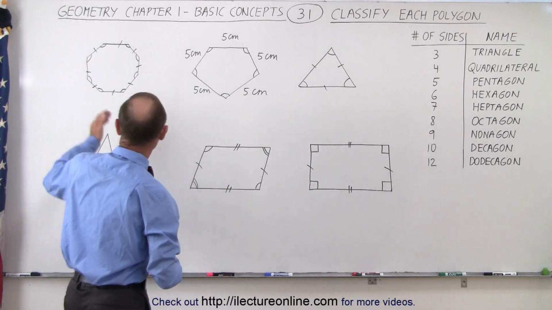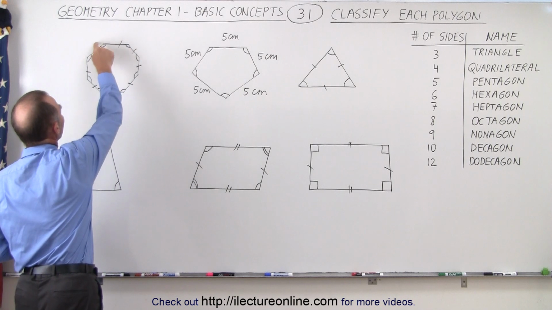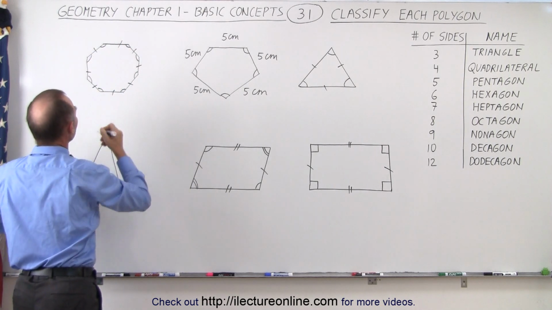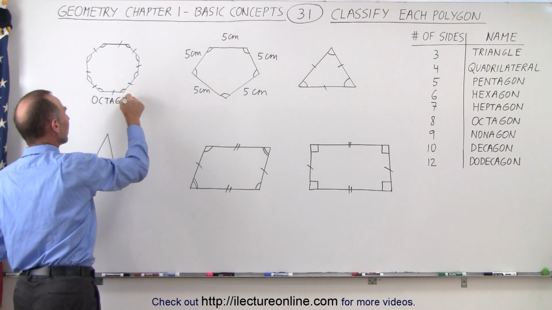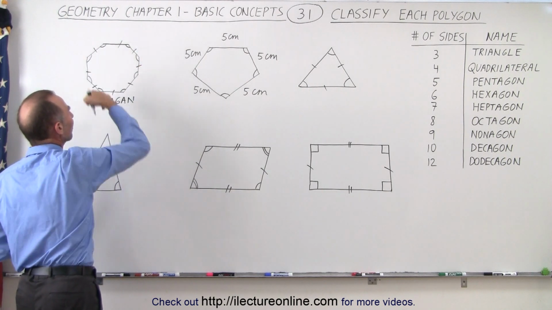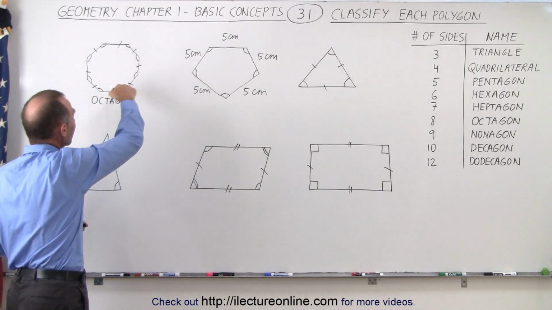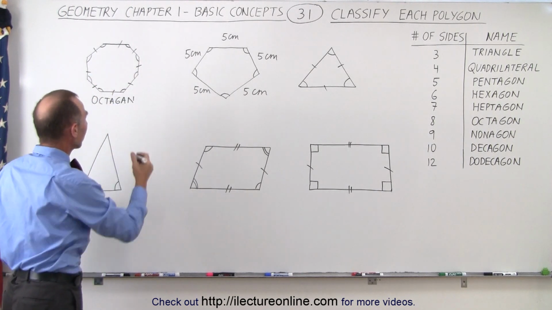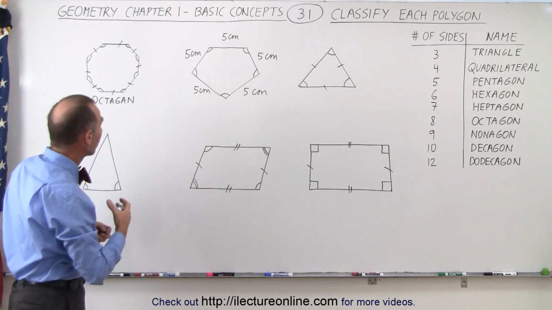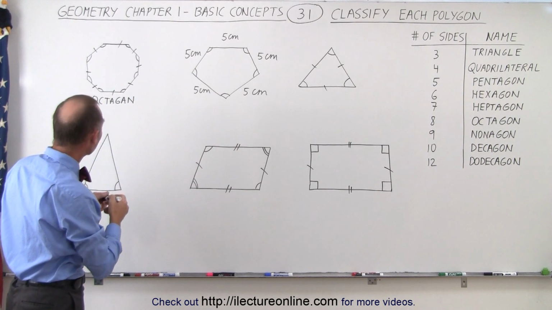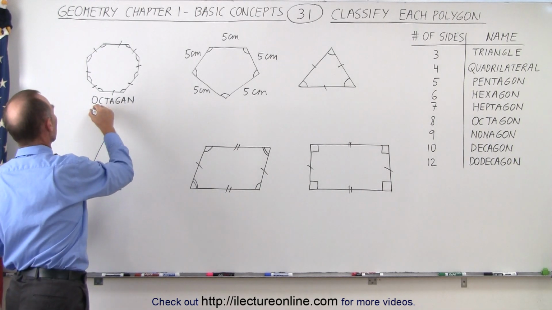So let's take a look here on our first one. Notice we have 1, 2, 3, 4, 5, 6, 7, 8 sides, so we call that an octagon. And then we have the indication that every side has the same length, so all sides are congruent, and every angle has the same measure, so that means that also the angles are congruent. If we have both what we call congruent angles and congruent sides, then we can call that a regular octagon.